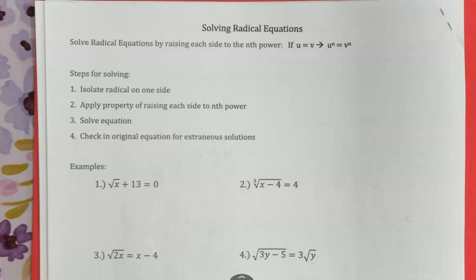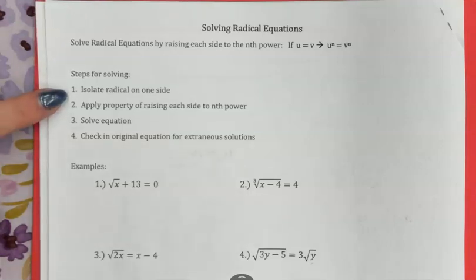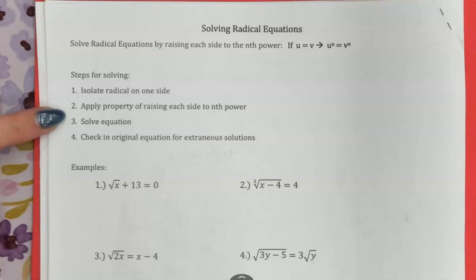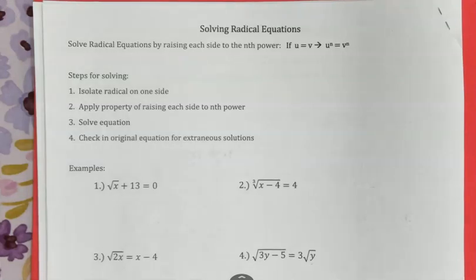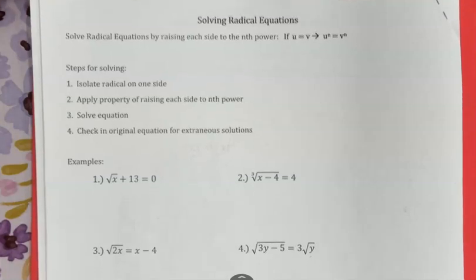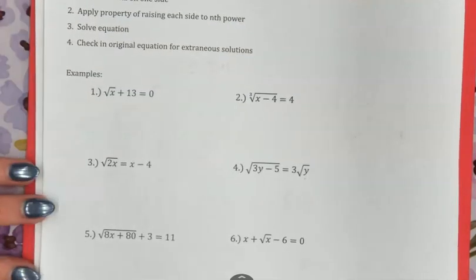So these are your steps. You're going to isolate the radical on one side, apply the property of raising each side to the nth power, solve, and then you need to check into your original equation for extraneous solutions because I can't take the square root of negative numbers. So let's jump in. We only have 8 examples to work through.